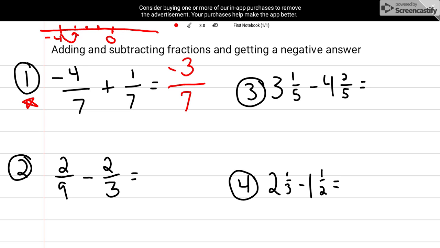You can have negative fractions as your answers. Never be afraid to have that. They are answers that are possible.